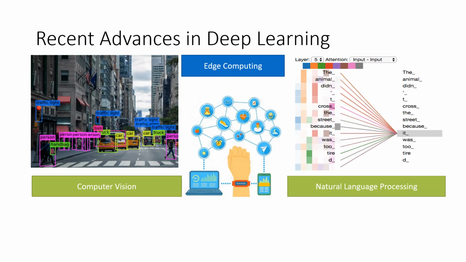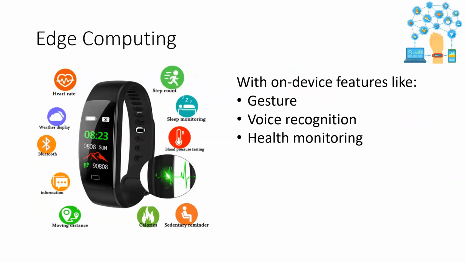Getting into it, deep learning has been successful in many domains: computer vision, natural language processing, and edge computing. More importantly for us, interest in deep learning on edge devices or resource-constrained devices has grown quite a bit. This is because many smartwatches and edge devices come with features such as gesture recognition, voice recognition, and health monitoring. Here I am giving an example of a smartwatch, but many of these features, such as voice recognition, can be found on smartphones as well. And personalization is at the core of all of this.